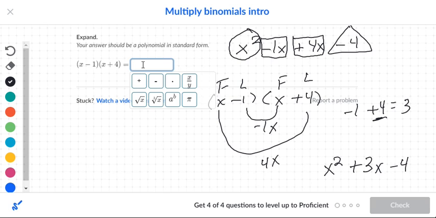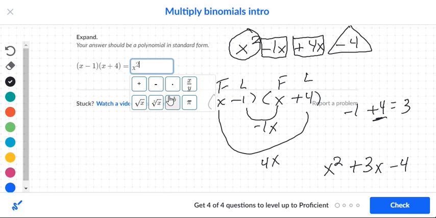So we'll type this in. We're going to say x, and then we're going to press the AB key, 2, press your space bar. Press your plus, then your 3, then your x, then your minus sign, and then your 4.